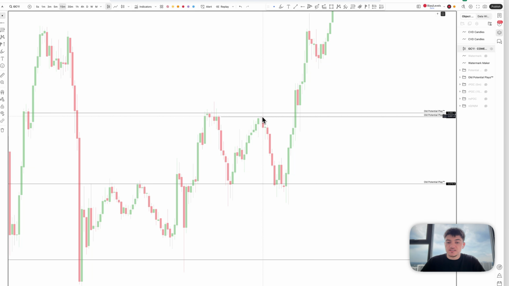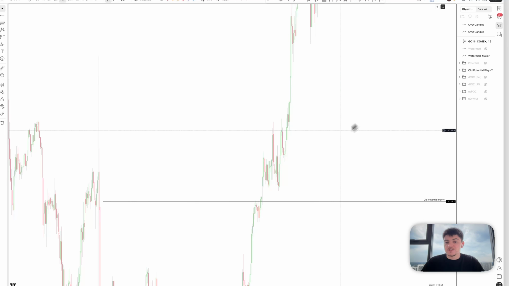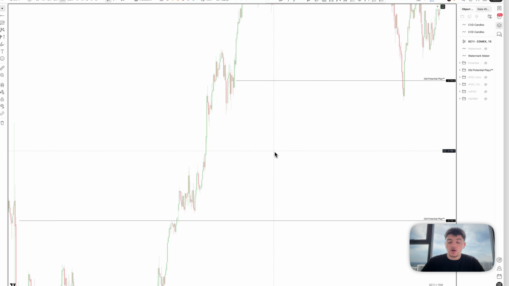Came down to this, up to this level, got an amazing reaction. Came back down, got an amazing reaction. Look at this. We broke with high volume. We got a nice, beautiful retest. Okay, and the list goes on. I could probably talk about this for hours.